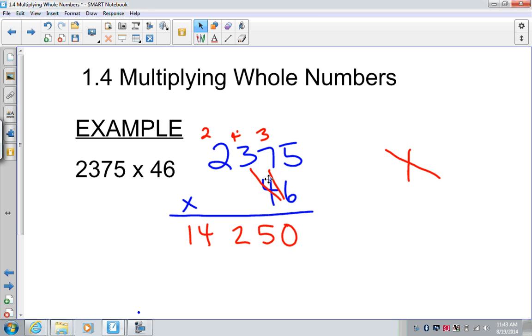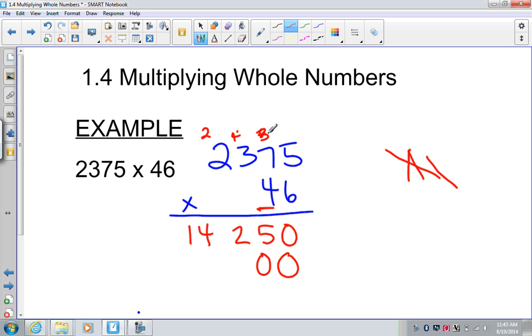So next, because we're multiplying by the 4, which is really not a 4, but a 40, we have to fill that first spot with a 0. So now we're going to multiply this 4 to everything that's above it. So 4 times 5 is 20. I'm going to carry a 2. 4 times 7 is 28. When I add that 2, I get 30. So I write down the 0, and I'm going to carry the 3.